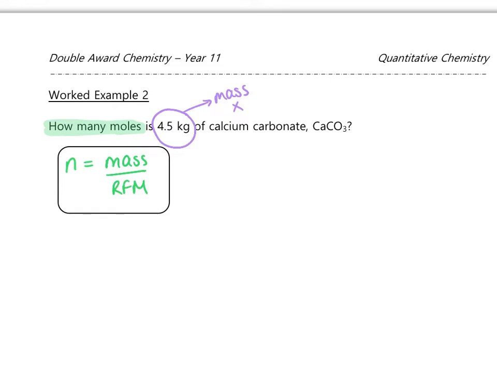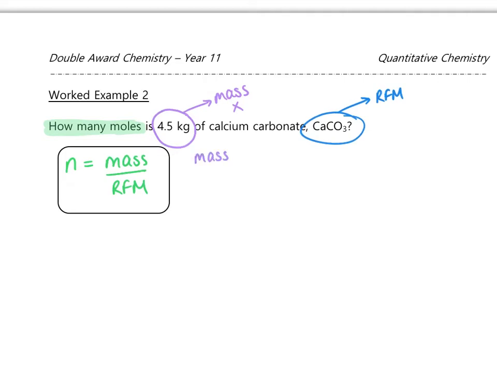RFM, what will I need for my RFM? I'll need my formula, which is CaCO3. And generally you're given the formula of these substances if you're being asked to do moles calculations. Because again, if you've got the wrong formula, you'll get the wrong RFM and then you'll get the wrong answer. So generally they'll give you the formula of these. Okay, so let's do a little bit of work on our mass and RFM.